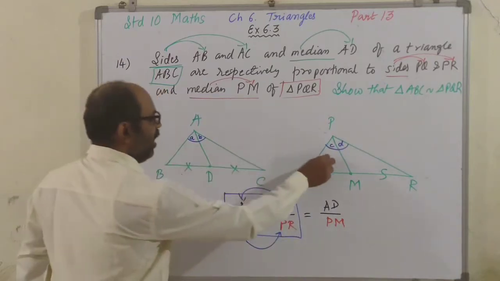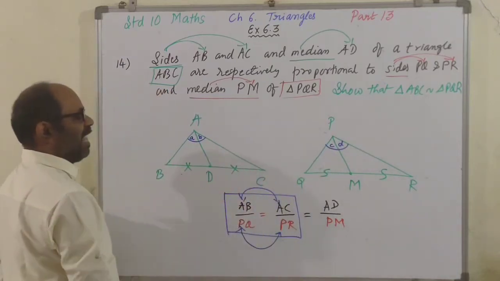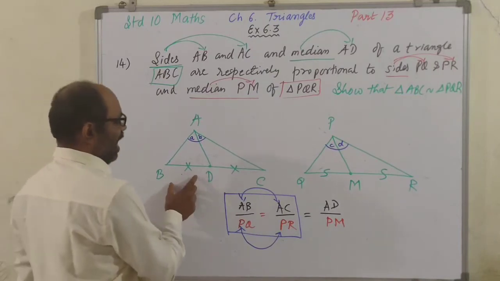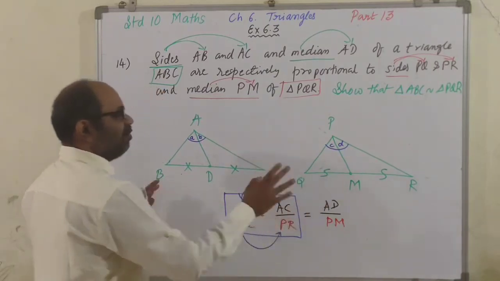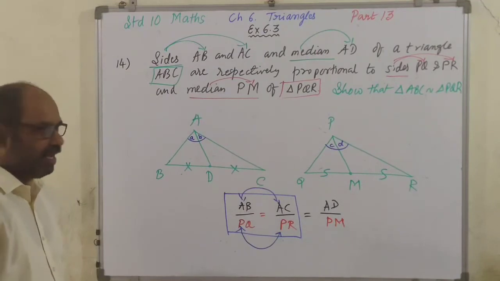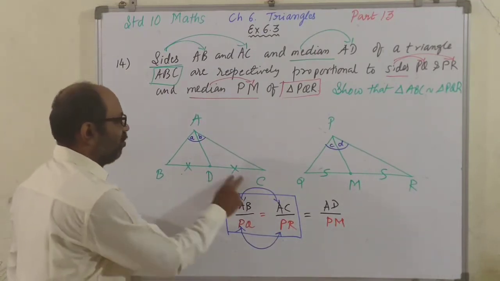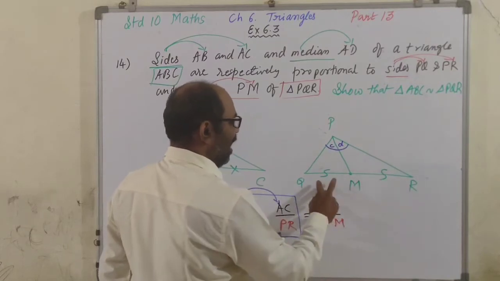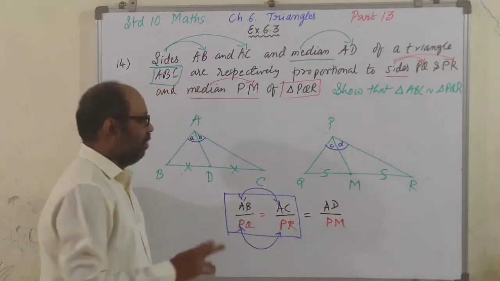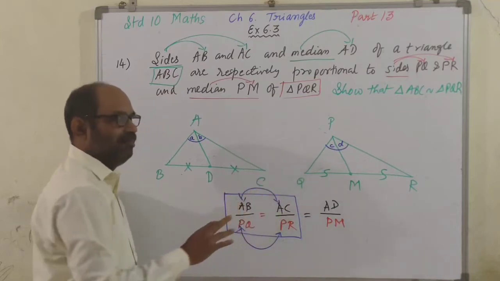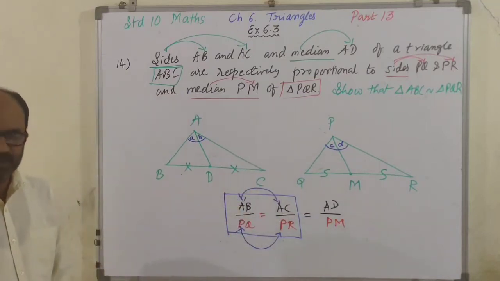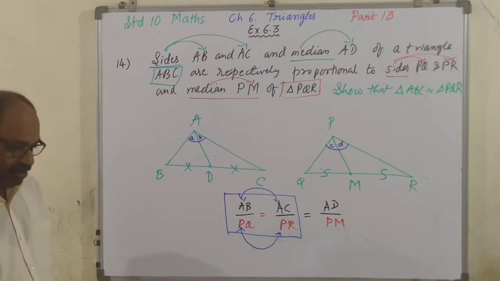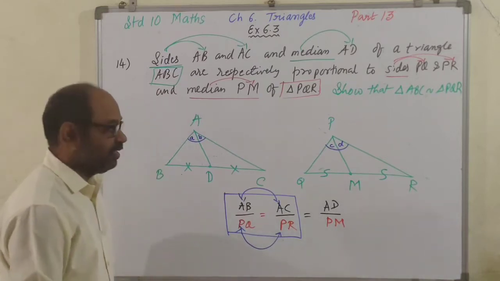In these triangles there is nothing known. BD has some sign, QM has some sign, but they are not equal; they are not having the same sign. BD equals DC, marked with one sign, and QM equals MR, but the ratio of BD to QM is not known. Here we will have to do some construction. Children, you will have to go for construction.